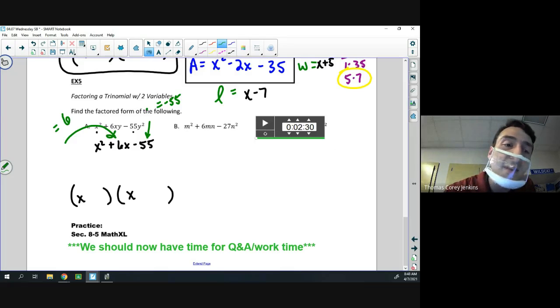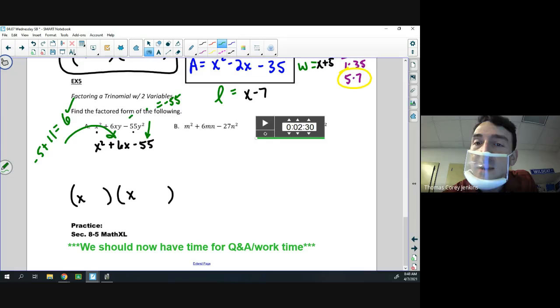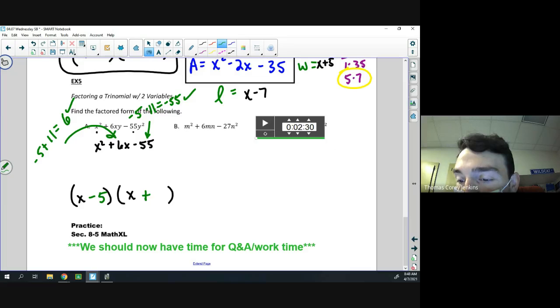Okay? So we said let's try negative 5 and positive 11. So that works there. Negative 5 times positive 11 also works there. So that's our winning combination. Okay. So it doesn't matter which one's which. Let's just call the first one x minus 5 and the second one x plus 11.